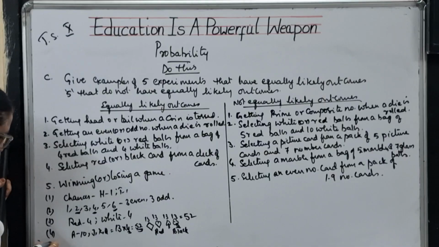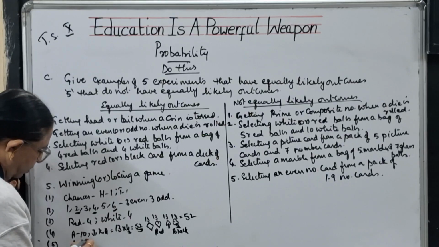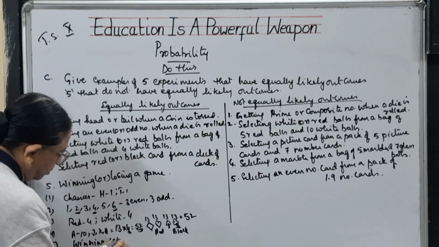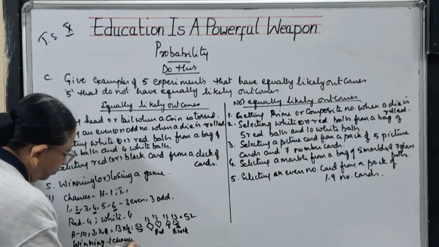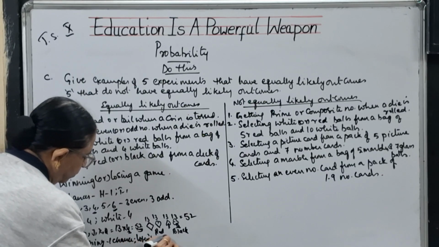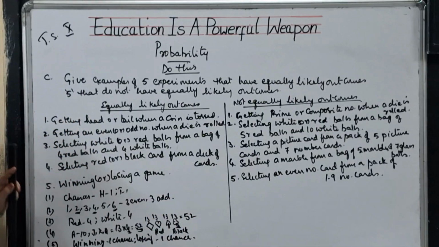And the fifth one, winning or losing a game. Winning has got one chance and losing is also one chance. They may win or they may lose. So these are also equal, so they are also equally likely outcomes.